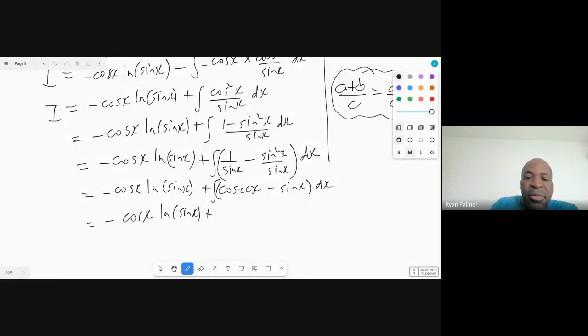All right. So this will be plus, or rather minus, ln cosec x plus cot x. And then when we integrate minus sine x, we get cos x. And then plus c. So that will be the final answer.